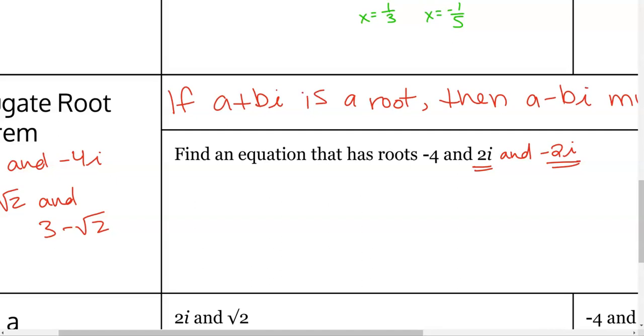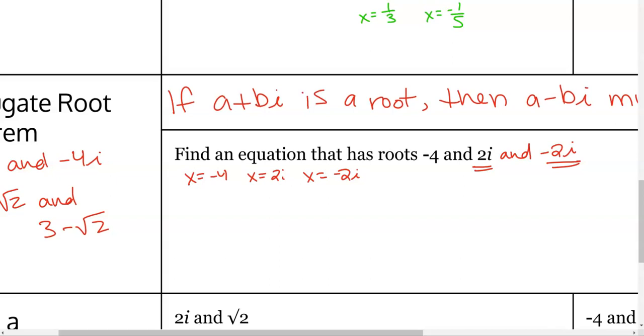Okay. So we have x equals negative 4, we have x equals 2i, and we have x equals negative 2i as my intercepts. We're working backwards. So how do I take my solutions and put them back in factored form? We got to bring it back together with its x. They're going to make up.